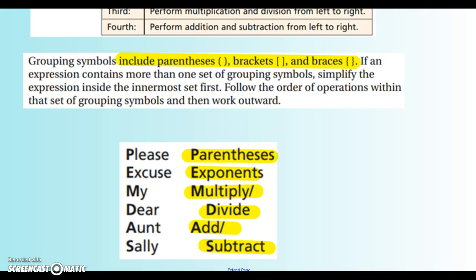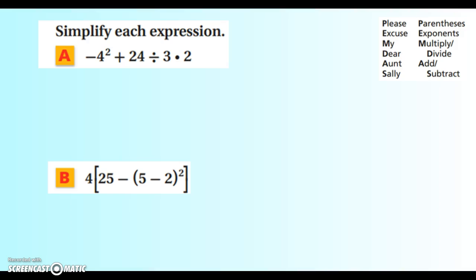Just remember that multiplication and division are on the same level, and addition and subtraction are on the same level as well. Meaning if we were left with adding and subtracting, it doesn't matter if I would subtract first, as long as that was the first thing that showed up before addition, I can do that. They're on the same level. So let's take a look at some examples.